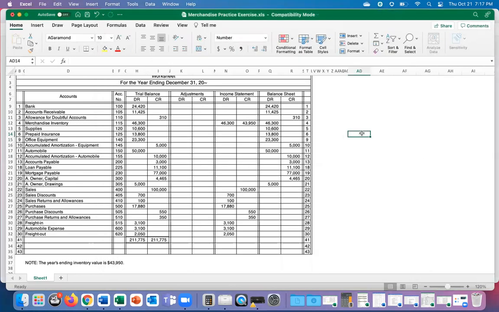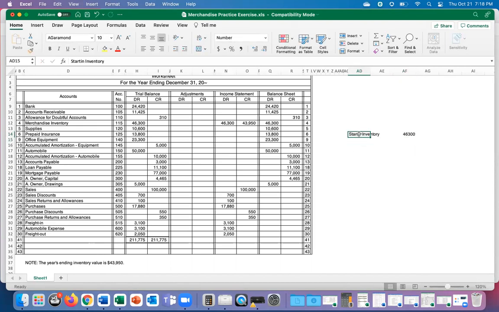So anyway, the first part of the cost of goods sold formula is our starting inventory. We just put that into our worksheet, and it's in the debit column of the merchandise inventory account in the income statement. So it's that $46,300. So I'm going to put that over here. That's the first value that we're going to be working with in our cost of goods sold formula.